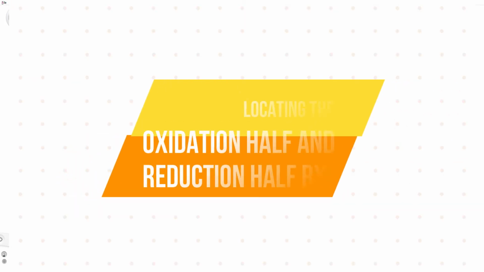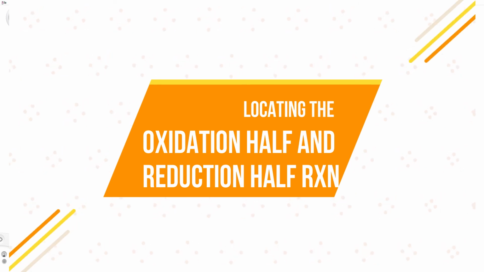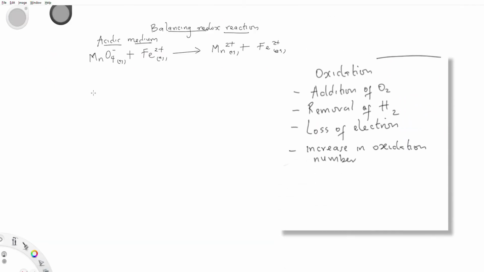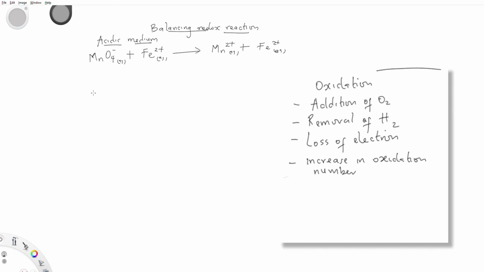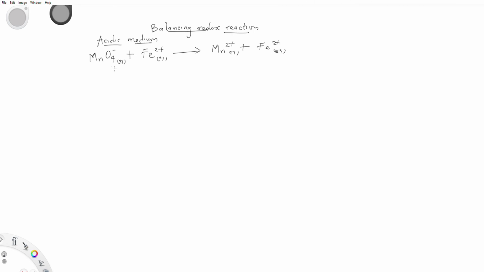Firstly, let's know how to locate the oxidation side of the reaction and the reduction side of the reaction. The oxidation side, remember the definitions that we have given: addition of oxygen, removal of hydrogen, increase in oxidation number, loss of electron, and the likes. If we follow the first definitions, we can term this one as reduction, isn't it? Since there's a loss of oxygen. Yeah, you're right. And we don't know what to term this.